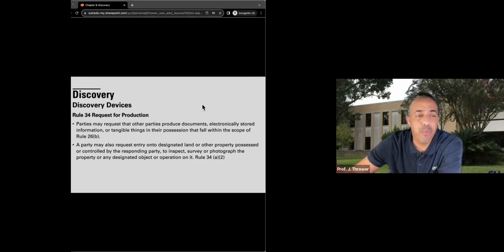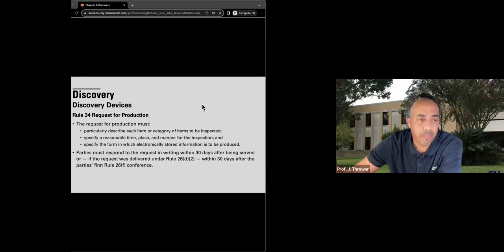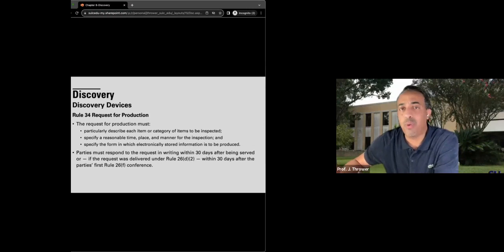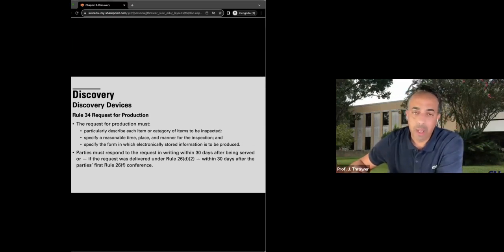Rule 34(b)(1), specifically under the request for production, lays out the procedure that a request for production must follow. Importantly, the request for production must particularly describe each item or category of items to be inspected.